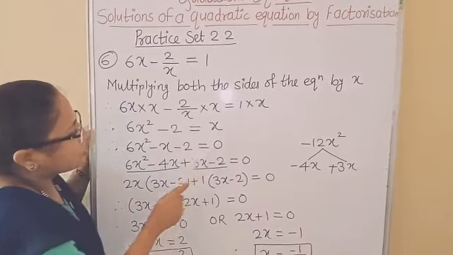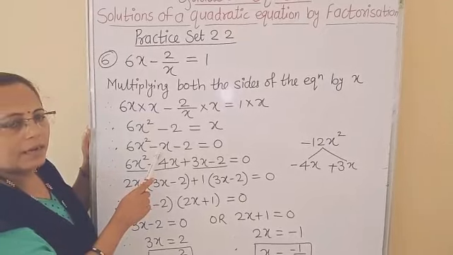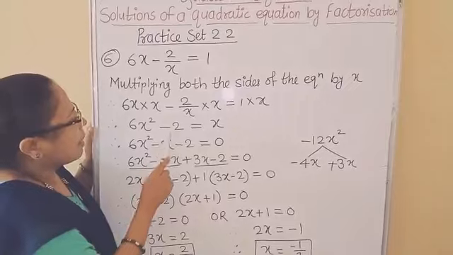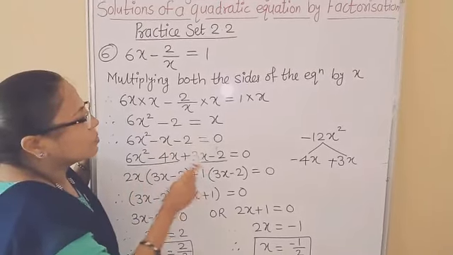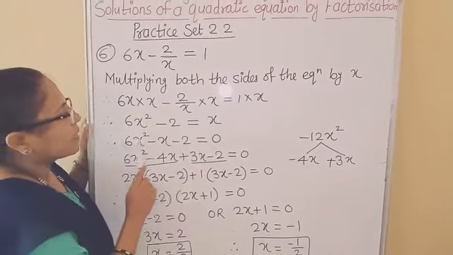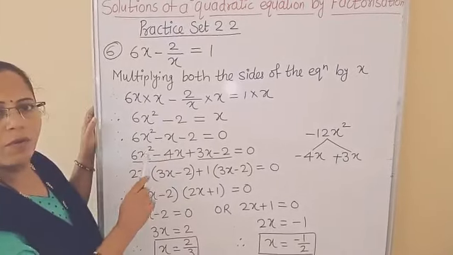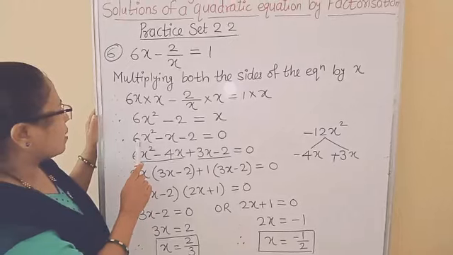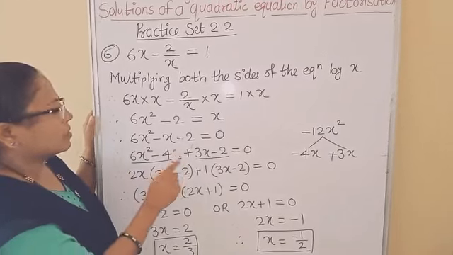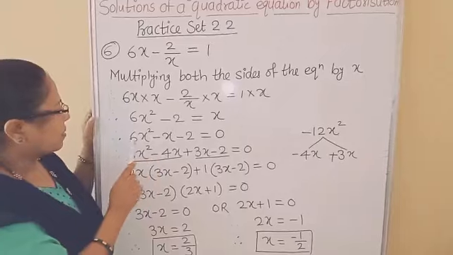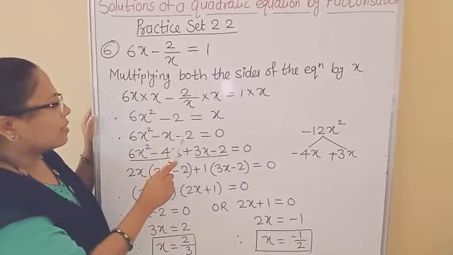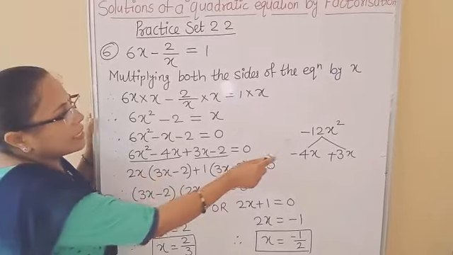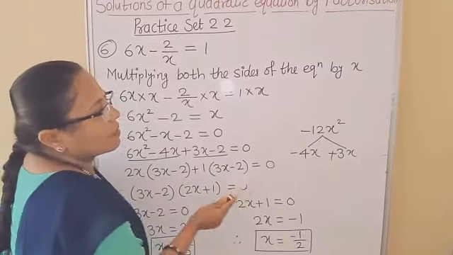Now, take this x on the left hand side to write in standard form. 6x square minus x minus 2 equal to 0. Now, we got the equation in standard form and now we will go for the factorization. So, as per our method, first we have to find out the product of first term and third term. First term is 6x square, third term is minus 2. So, the product is minus 12x square.